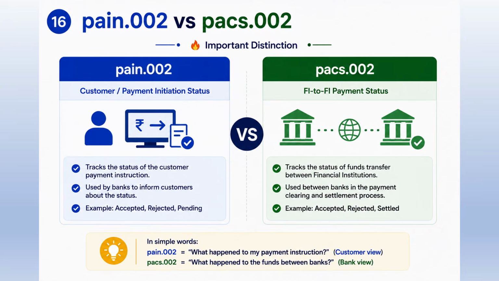Now comes a very important distinction. Pain.002 and PAX.002 are not the same thing. Pain.002 is associated with the customer-to-bank payment initiation space. PAX.002 is used for financial institution-to-financial institution payment status. So think about the perspective. Pain.002, customer payment instruction status. PAX.002, interbank payment status. The word status appears in both, but the business context and participants are different.